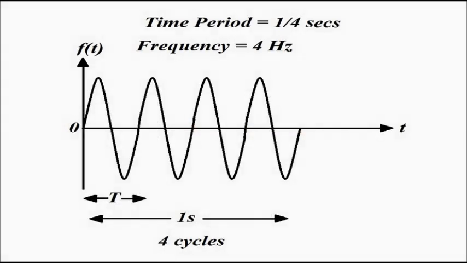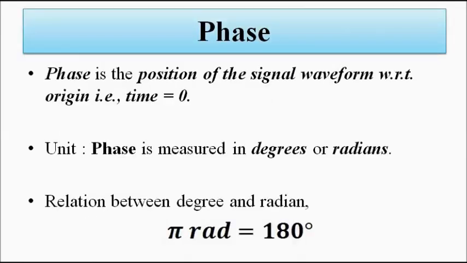Next is phase. Phase is the position of the signal with respect to the origin, the reference time. When the countdown started, at the reference position, what was the position of the signal? Phase is measured in terms of degrees or radians. The relation between degree and radian is pi radian, that is 3.14 radian, is equal to 180 degree. Or we can write 1 radian is equal to 180 degree by pi, or 1 degree is equal to pi by 180 radian.